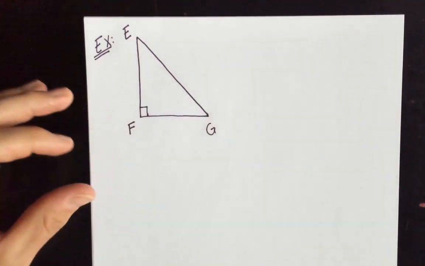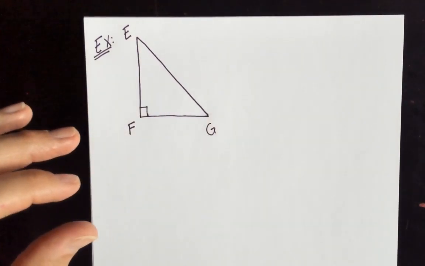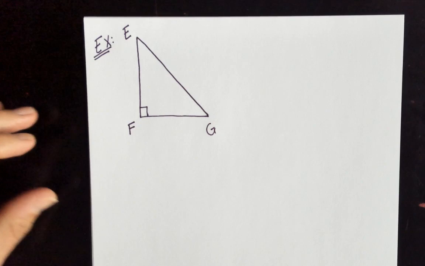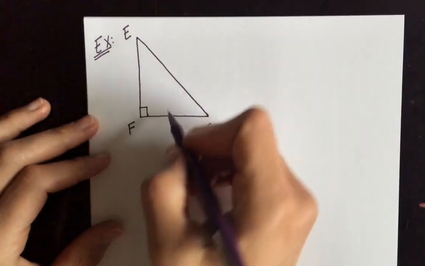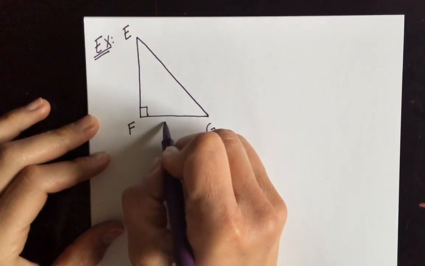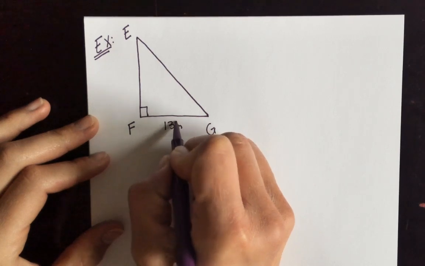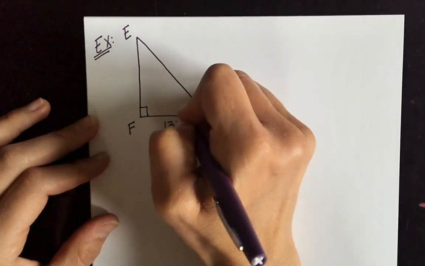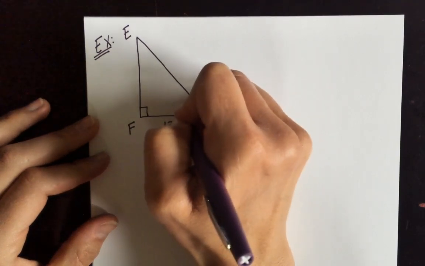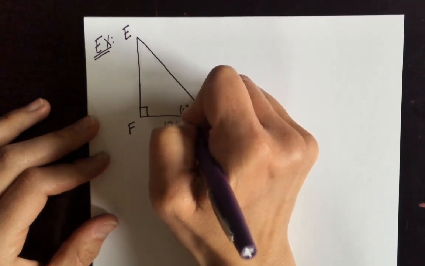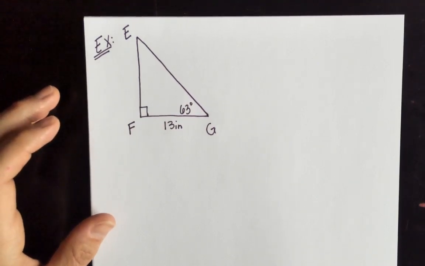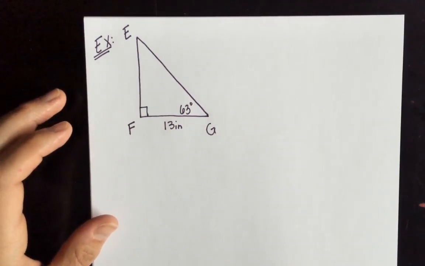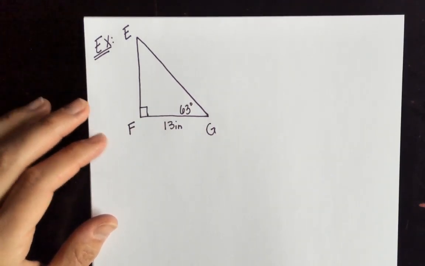Now, I'm going to ask you, if FG is 13 inches and angle G is 63 degrees. Uh-oh. That's not 30, 60, 90, and that's not 45, 45, 90.